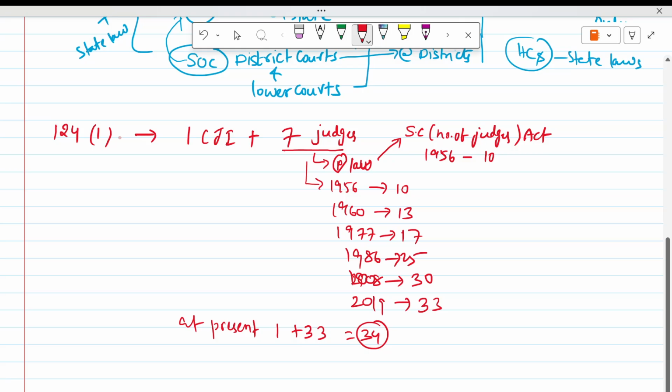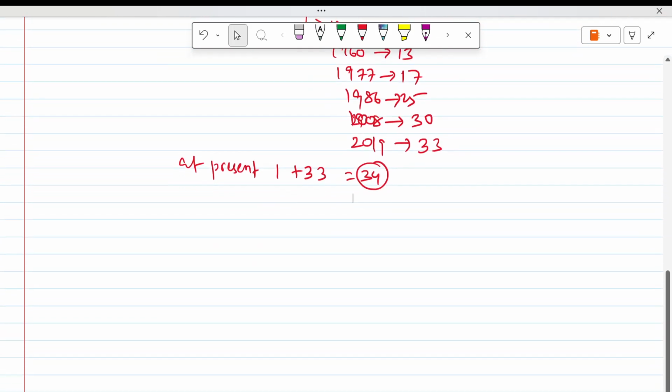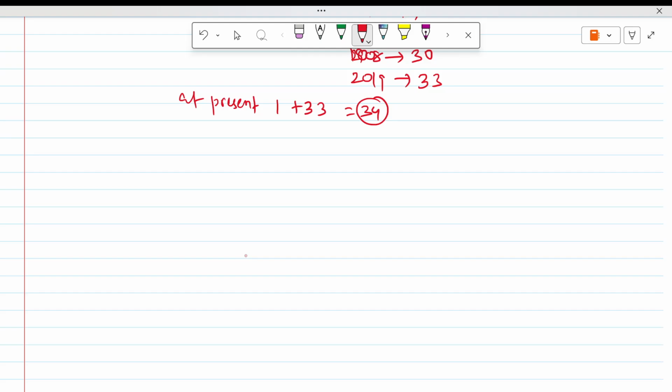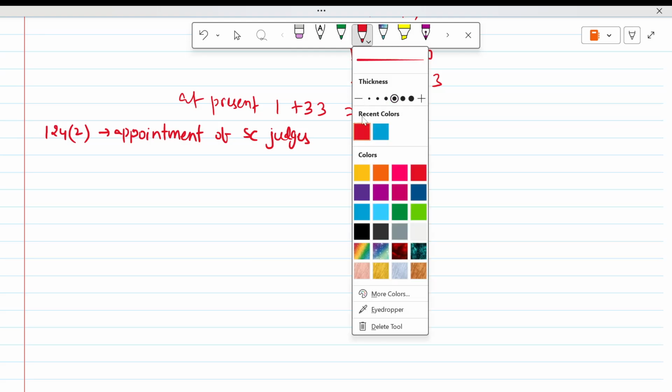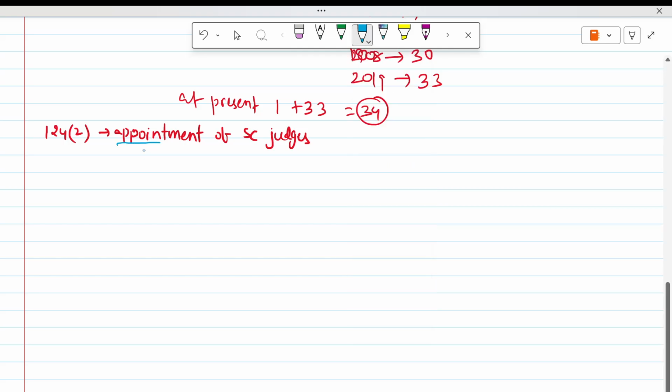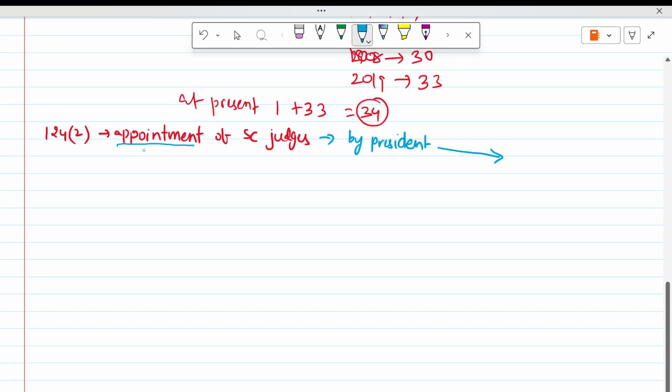This is Article 124 clause 1. Now 124 clause 2 is regarding the appointment of Supreme Court judges. So how is the appointment done here? The Constitution says these are appointed by the President. But the President has to consult Supreme Court and High Court judges.